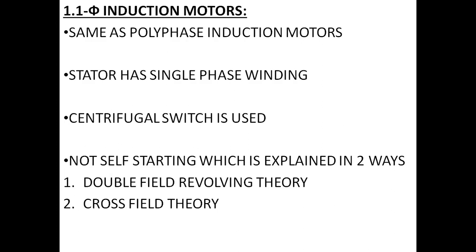Centrifugal switches are sometimes used in some types of motors. If you don't want the second winding at normal running, you can cut out the second winding, and at that time you use this centrifugal switch. And these are the two differences. Apart from them, the major things it has are a distributed stator winding and a squirrel cage rotor.